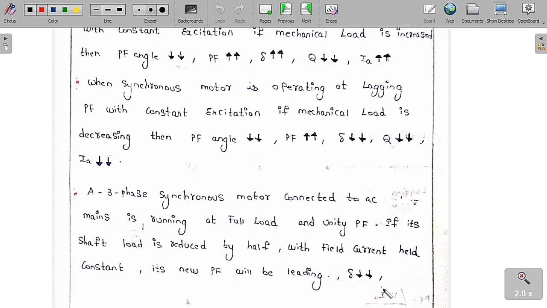So a three-phase synchronous motor connected to AC mains is running at full load and unity power factor. If its shaft load is reduced, meaning the load is decreased, then with the field current held constant, its new power factor will be leading and the delta is going to decrease. You can see this clearly from the phasor diagram itself.